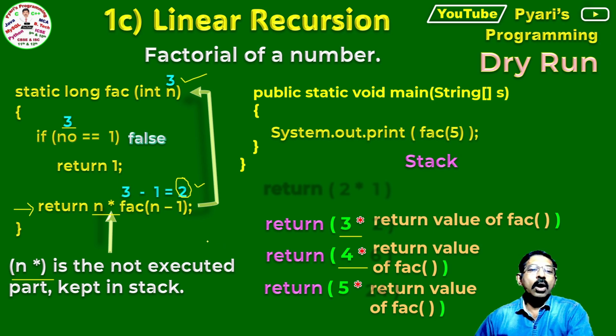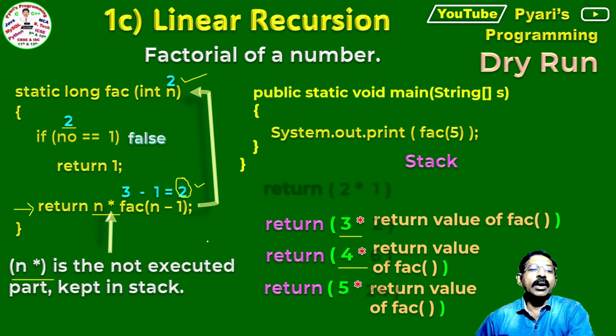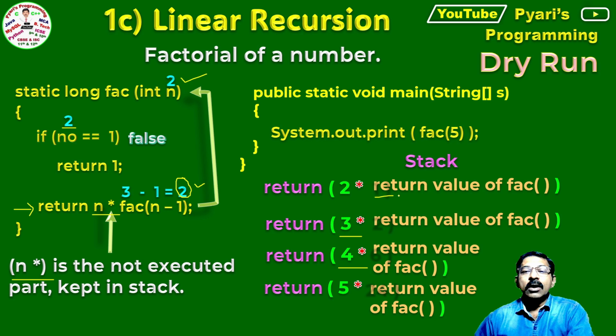Now it will call, transfer the control to the definition, where the n value will become 2. 2 equals 1? Condition is false. Again it will keep the non-executable part n into. So what is the n value? Now it is 2. That's why 2 into will be kept. And the return value of the function is going to be multiplied, because the function is returning a long value. We can see the function is returning a long value. How it is doing, we'll see.